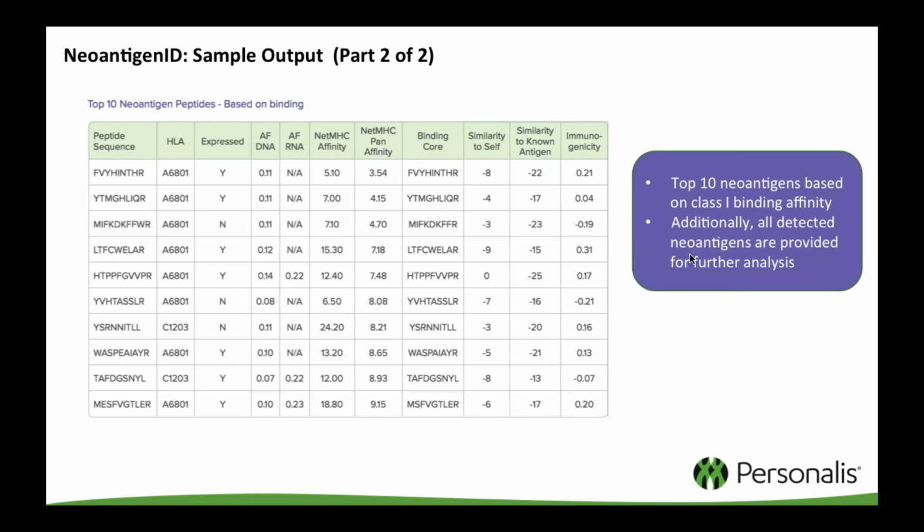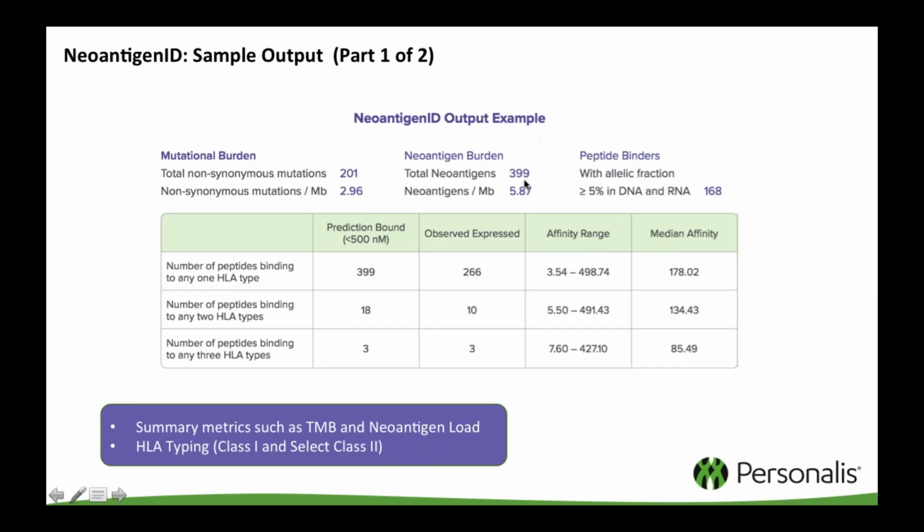So other summaries provided in our reporting include a table with the top 10 neoantigens based on class 1 binding affinity. And this is reported as shown here with allelic fractions of both DNA and RNA. We also incorporate the binding affinities and also our secondary metrics for consideration. And so in addition to these nice succinct summaries, we do provide the full list of all detected neoantigens. So for this sample, I believe it was 399 predicted neoantigens, and so the full list is also provided to your team for some additional investigation and analysis.